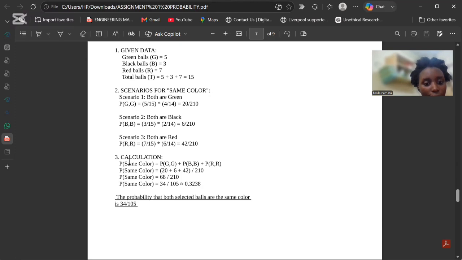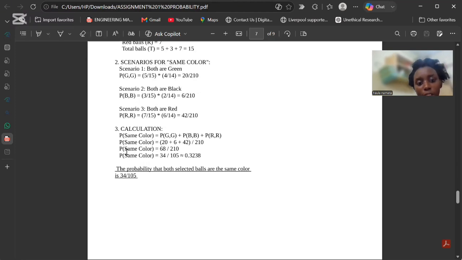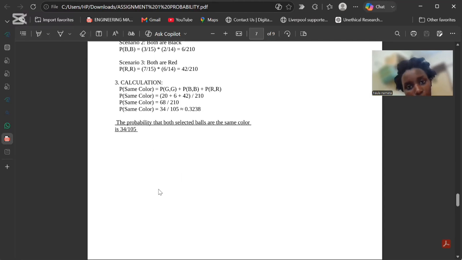We do the same for the red, and then we add the total probabilities. So the probability of both greens plus the probability of 2 blacks plus the probability of 2 reds. That is what gives us the probability of both balls being the same color.